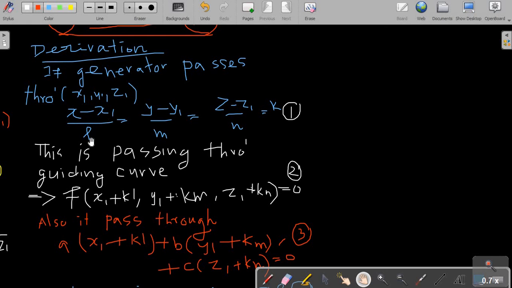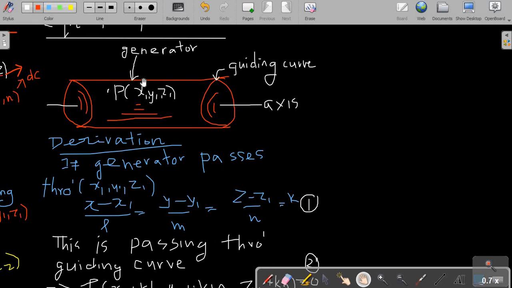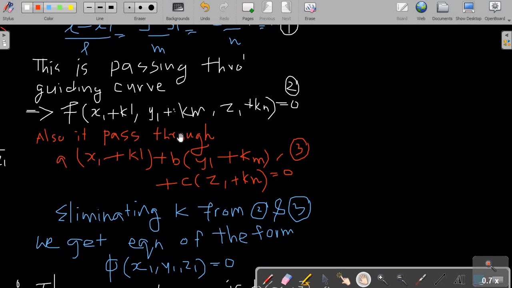So we'll have (x minus x1)/l equals (y minus y1)/m equals (z minus z1)/n equals k. Also you must note that this particular straight line passes through the guiding curve also. Look at that. See, this guiding curve, it passes through the straight line. Am I correct? So this particular line should pass through this guiding curve also. Therefore it has to satisfy that equation also.